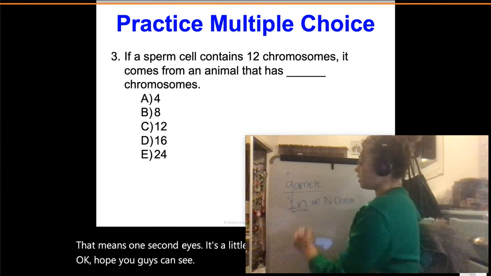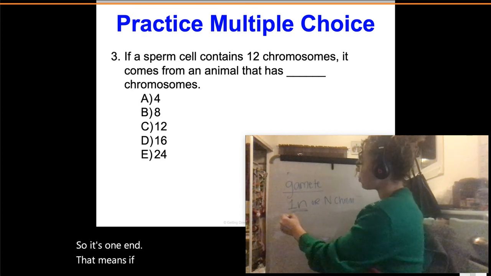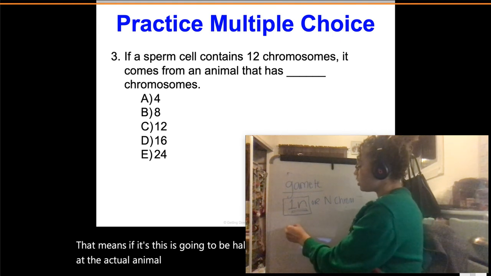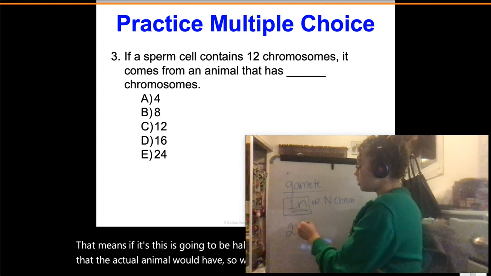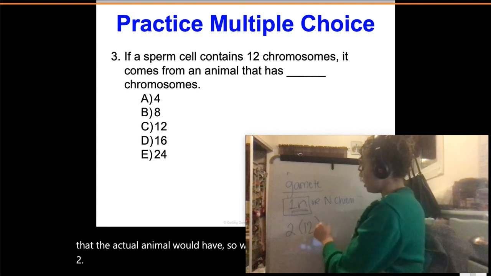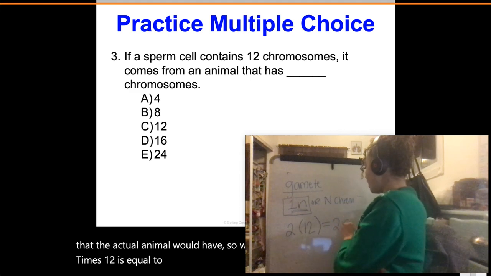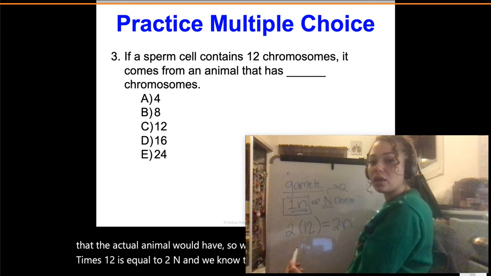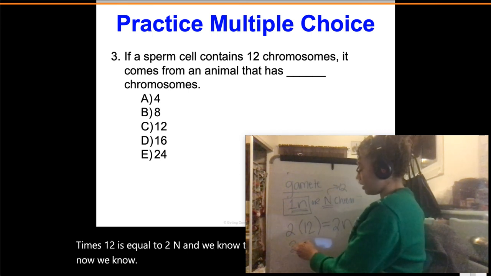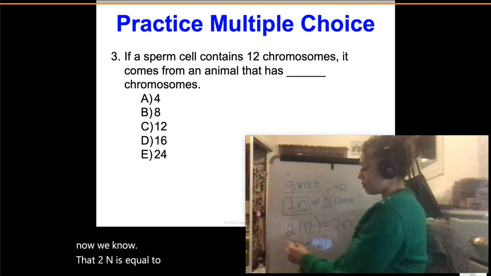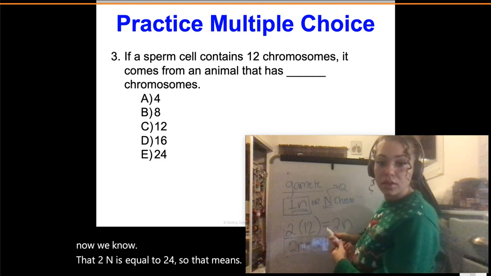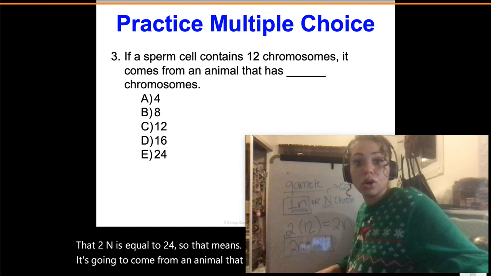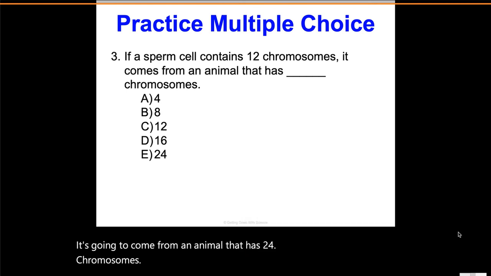So it's 1N. That means this is going to be half of the total number of chromosomes that the actual animal would have. So 2 times 12 is equal to 2N, and we know that N is equal to 12. So all we're going to do is multiply. Now we know that 2N is equal to 24. So that means it's going to come from an animal that has 24 chromosomes.